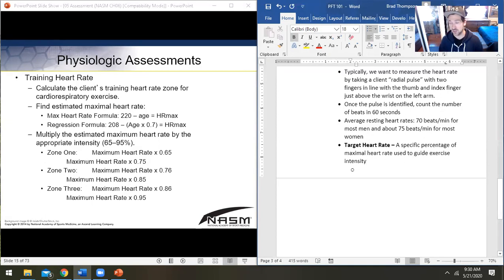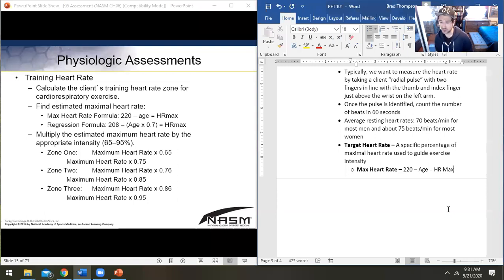That leads us to having to know our max heart rate formula. So max heart rate is going to be 220 minus your age equals heart rate max. Okay, so that is our formula for calculating max heart rate. It's going to be 220 minus your age equals heart rate max. And that's the same for everybody. It's always going to be a flat 220. There's no specialness to that number.